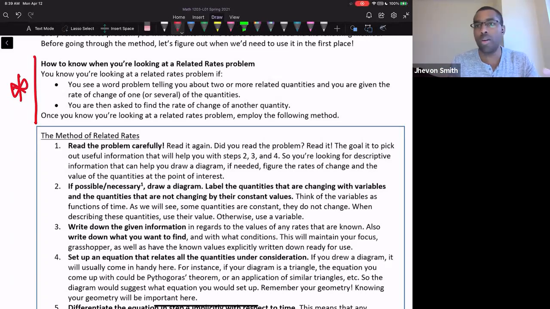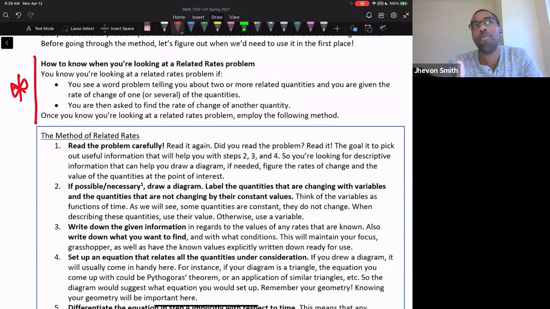They'll tell you about one or several of these things, how fast they're changing, and they'll ask you about the rate of change of the other one. So they'll say something like, the length and width of a rectangle, the length is changing at this rate and the width is changing at this rate, and then they'll ask you about something related, like how fast is the area changing? In fact, I think that's one of the problems, right? But that's just to give you an idea.